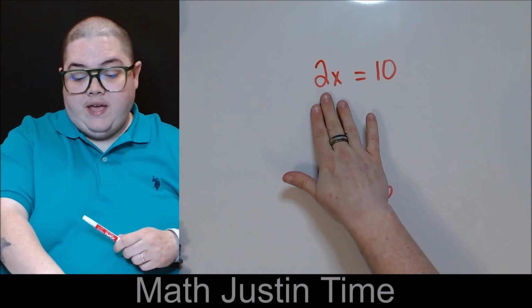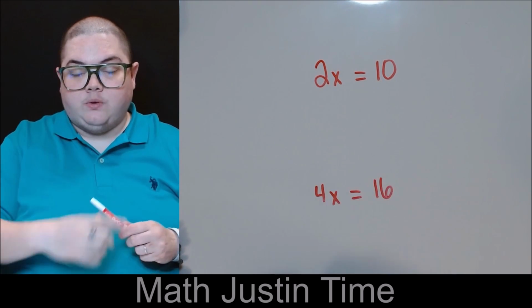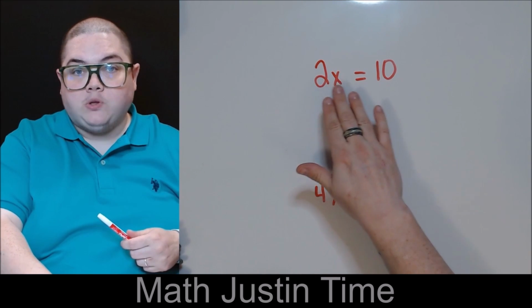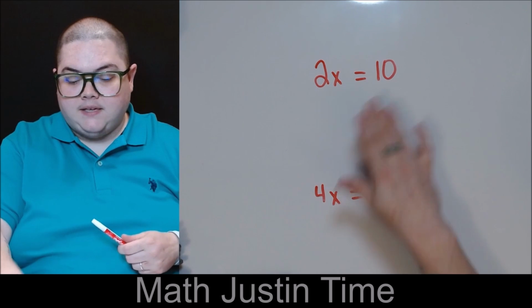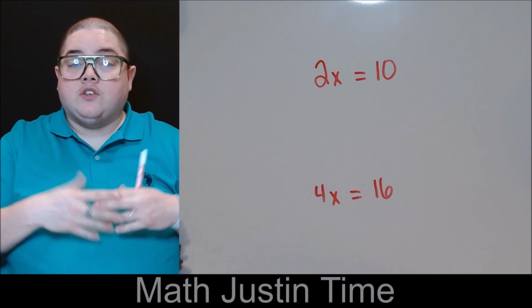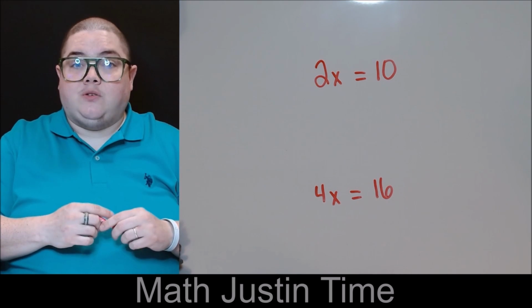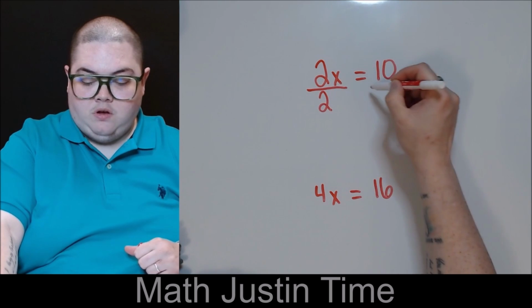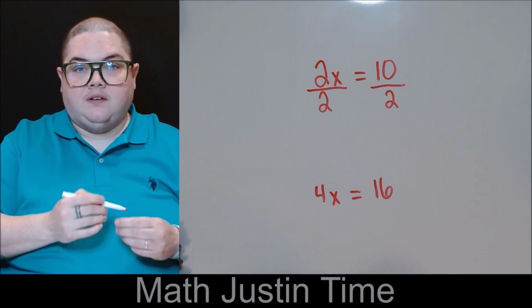Okay, so if we have this, we have 2x is equal to 10. So what is this saying? This is saying 2 multiplied by x is equal to 10. So we're multiplying those two together. So in order to get rid of it, we need to do division. Very good. So we're going to divide by 2 on both sides.